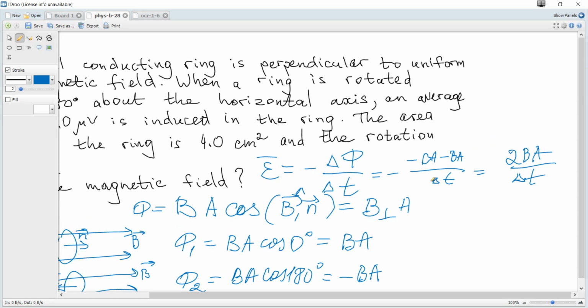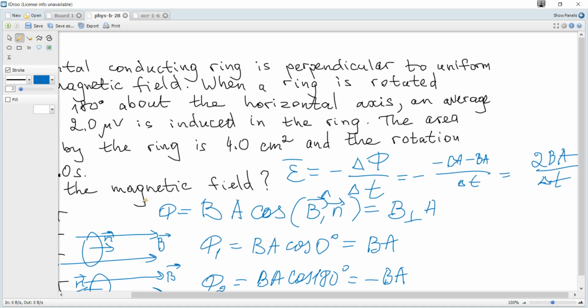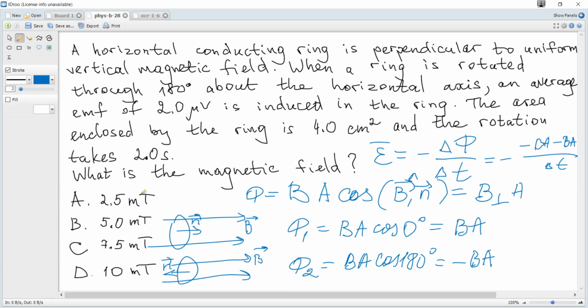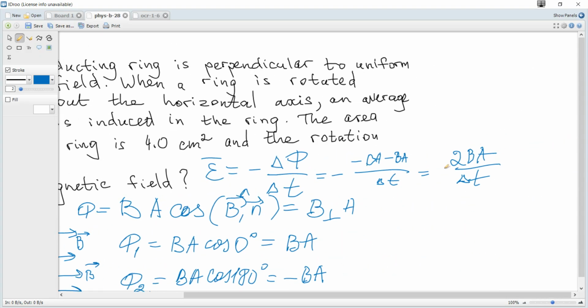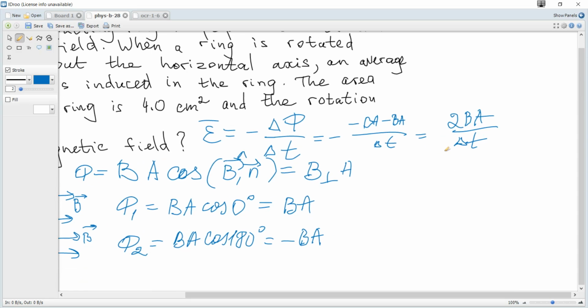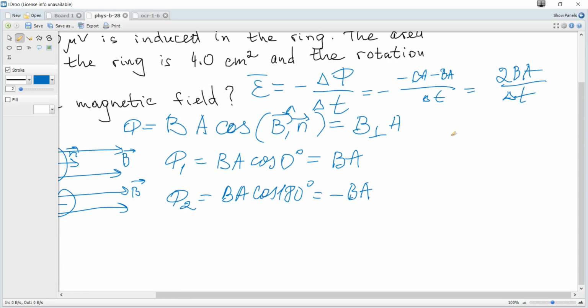Definitely you need the absolute value of the final answer, and actually what is required, the magnetic field, means B, the magnitude of the magnetic field strength vector B. Plus or minus just depends on what direction is chosen as positive.